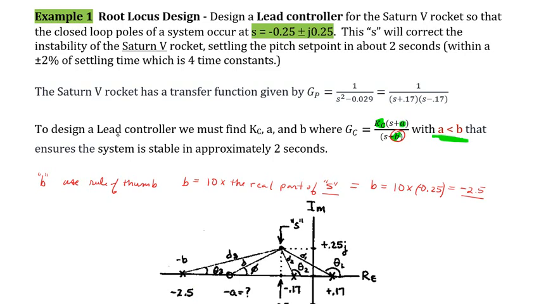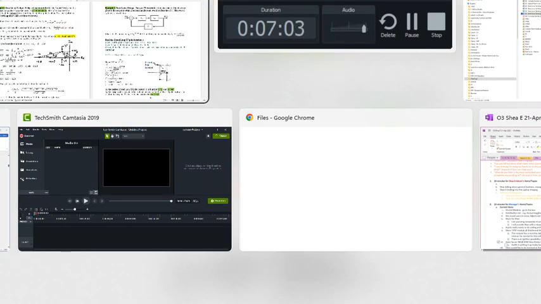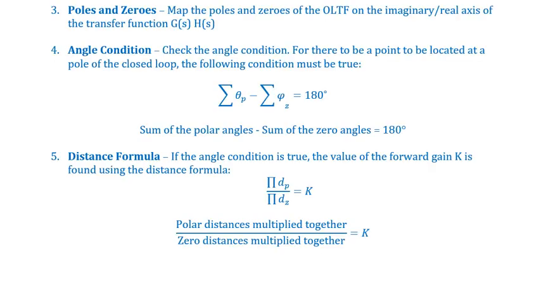So now that we've indicated the two original poles of the plant, and again, the original poles are these two, we've also provided the value of B. Then we can determine the value of A. Now here's where we use something that you've seen before, but we've just used it in our analysis, and that is the angle condition and distance formula.